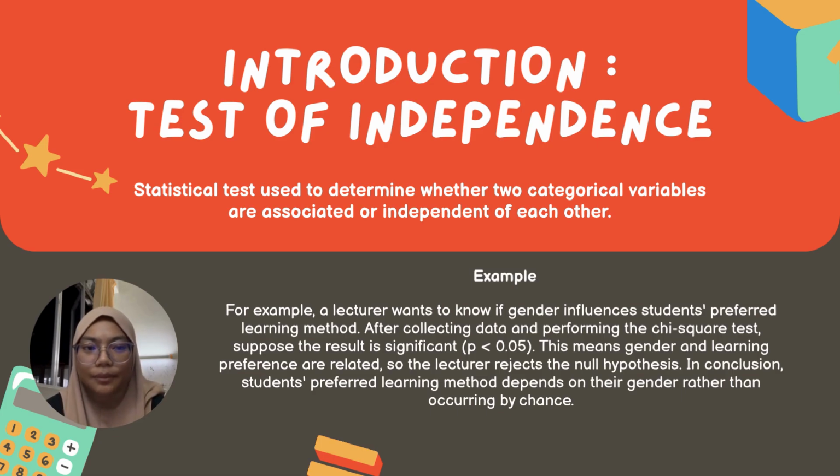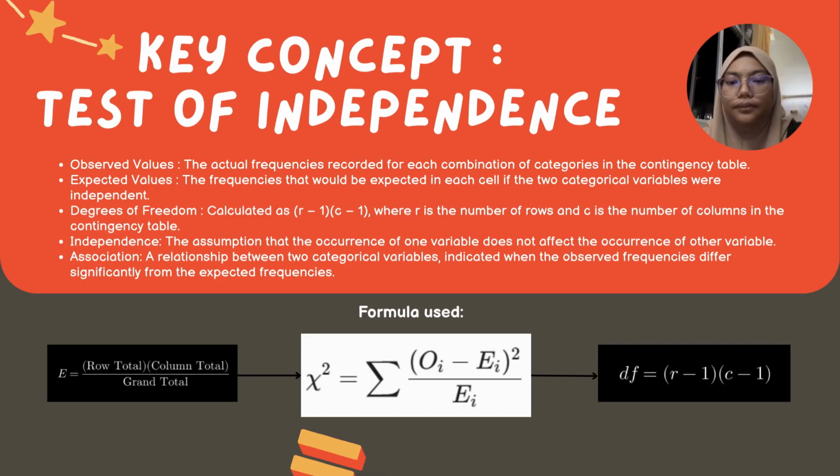After collecting data and performing the chi-square test, suppose the result is significant, which is p less than 0.05. This means gender and learning preference are related, so the lecturer rejects the null hypothesis. In conclusion, students' preferred learning method depends on their gender rather than occurring by chance.